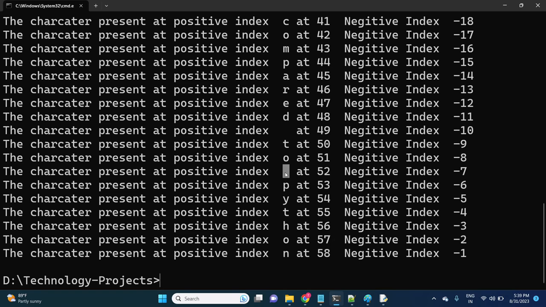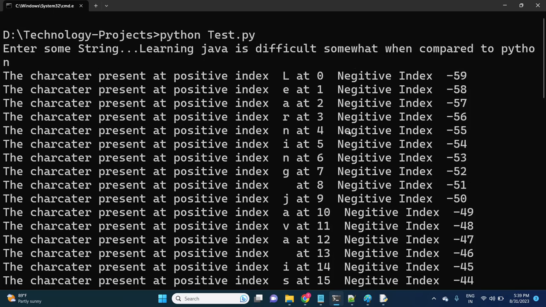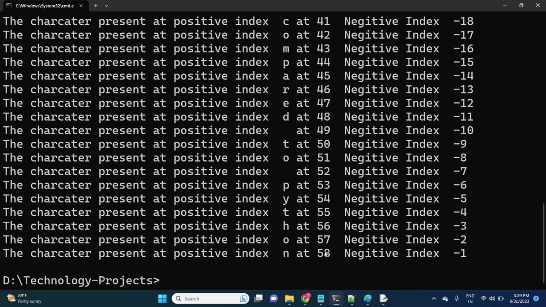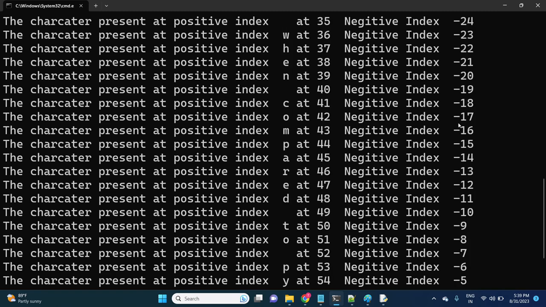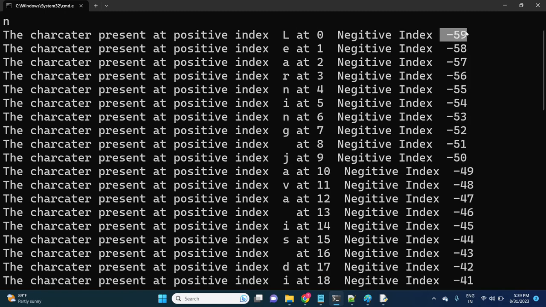58 characters, the last space is at 52, 54 is y. At minus 10th position is a space, at minus 15th position is p. Like that we are getting the output, right? Here minus 59: don't think that since it is 58, it started from 0. 0 means 58; it started from minus 1 means 59. Clear, right? This is the way we can access the characters by using the index operator.